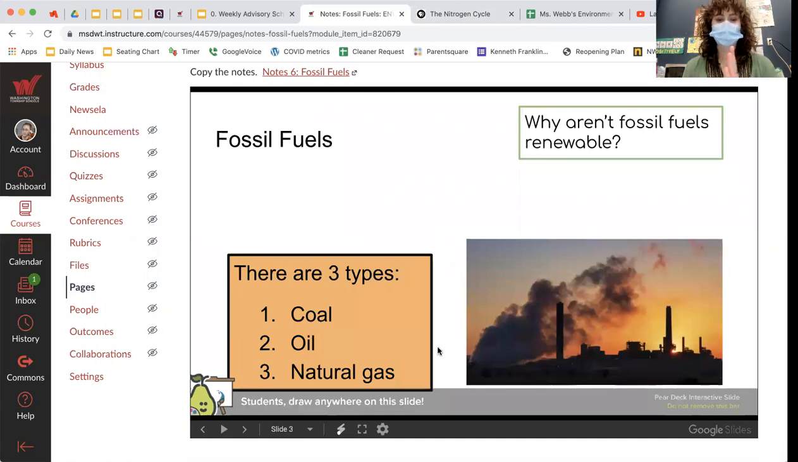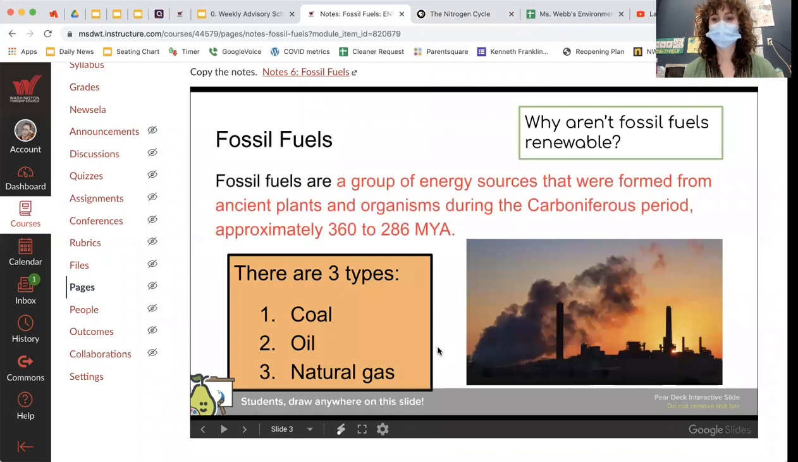Okay. So fossil fuels, here's your definition you're going to put in the notes. They are a group of energy sources that were formed from ancient plants and organisms during the Carboniferous period, approximately 360 to 286 million years ago. So it's a long definition, but every part of it is important.